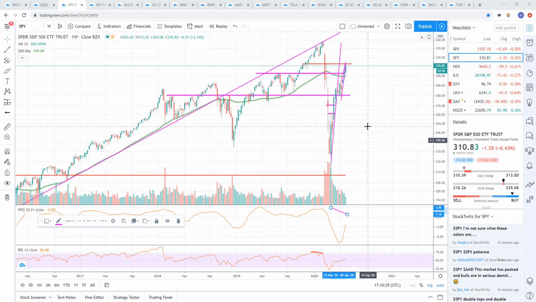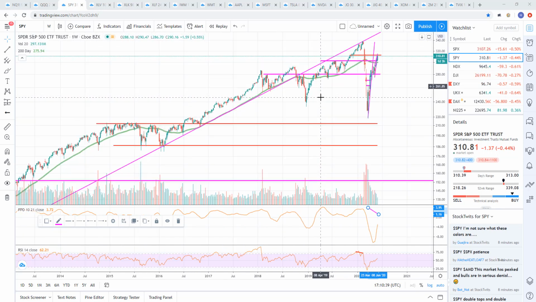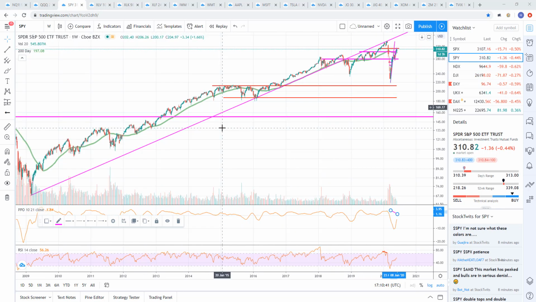So as of right now, the short term is bullish, clearly. Everything's in an up channel, but the medium to long term that I see is we're below the bull market trend.